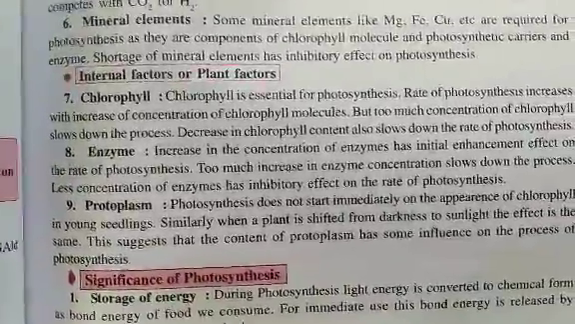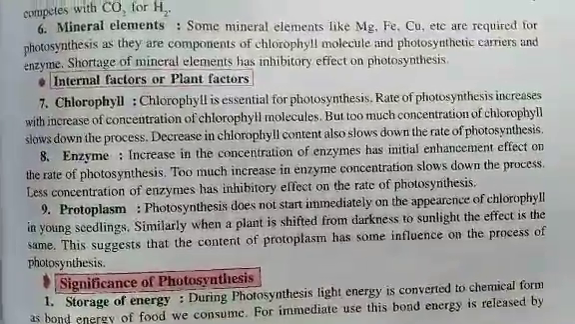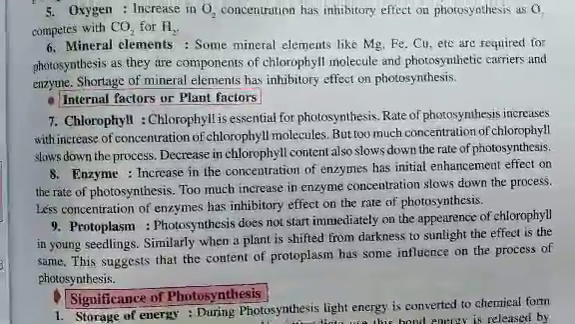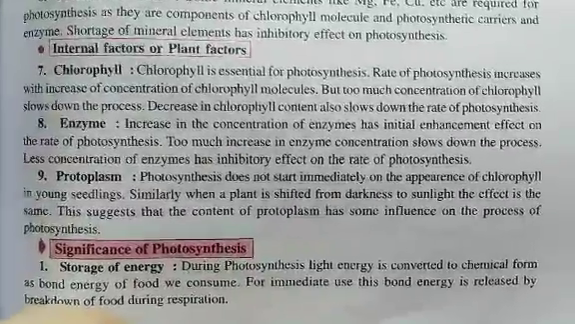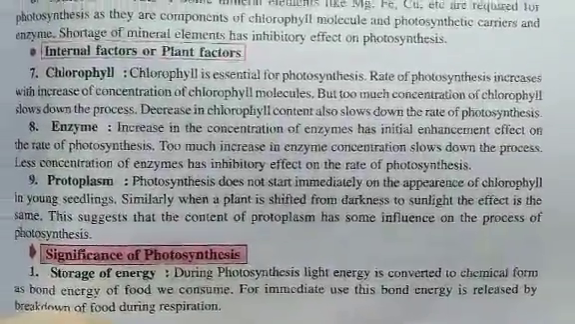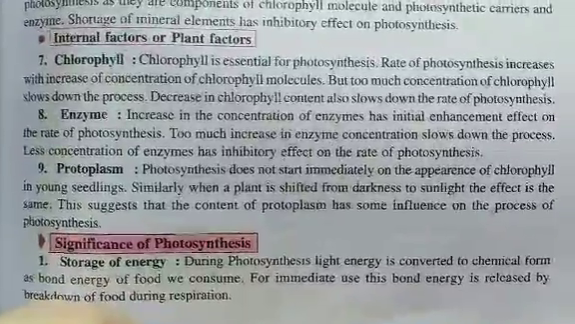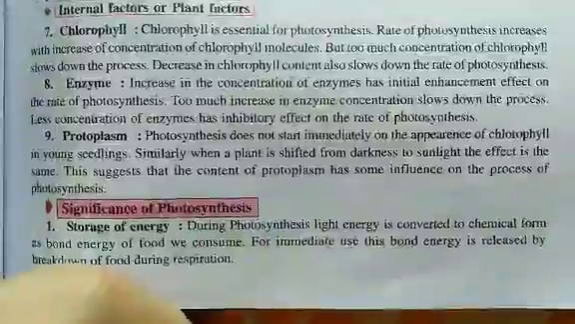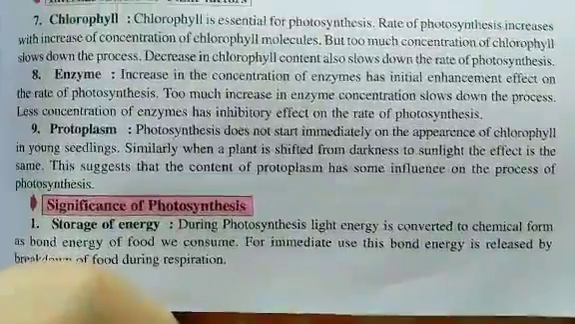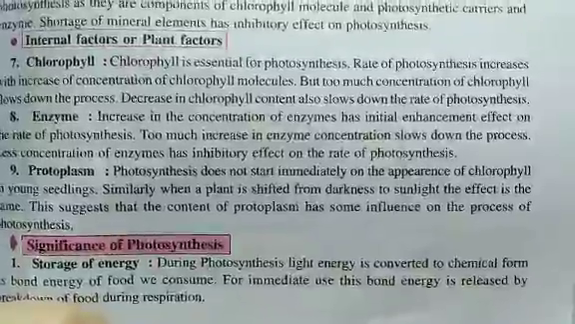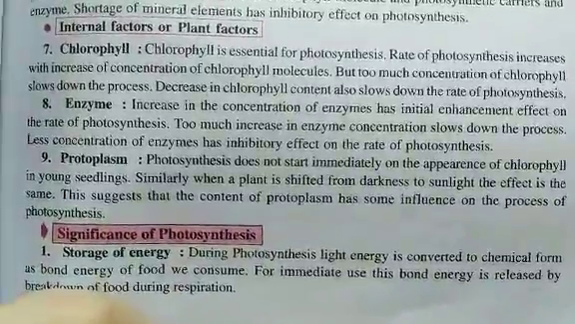Chlorophyll, enzyme, protoplasm. We know chlorophyll is the most essential factor for photosynthesis. Without chlorophyll, the process cannot happen. Other important factors are enzyme and protoplasm. When enzyme concentration is increased, it has an initial enhancement effect on the photosynthesis rate. And obviously too much increase of enzyme concentration slows down the process.